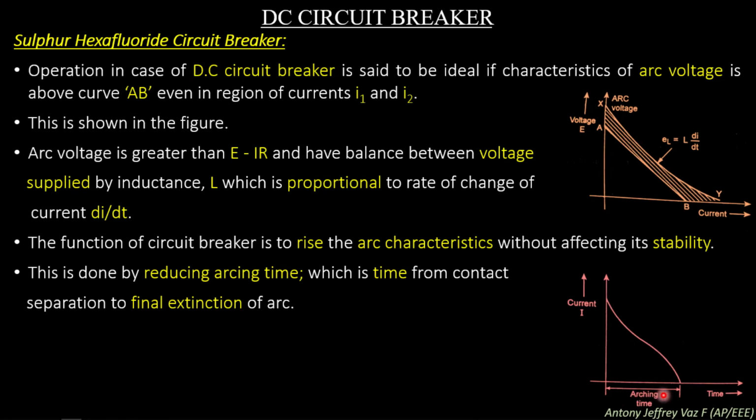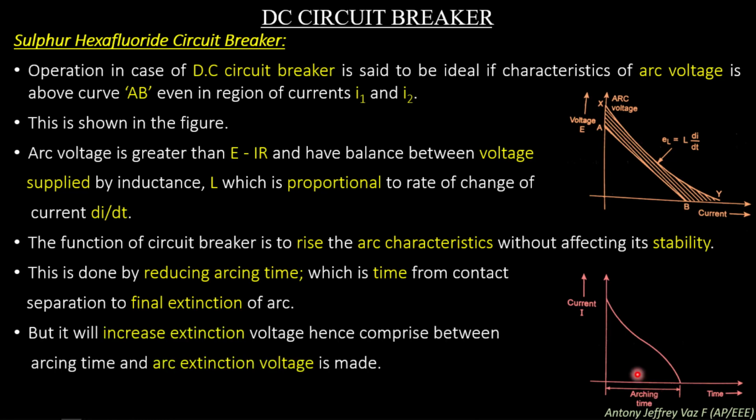So arcing time can be minimized by reducing the current to be interrupted after final extinction, but it will increase the extinction voltage. Hence a compromise between arcing time and arc extinction voltage is made.